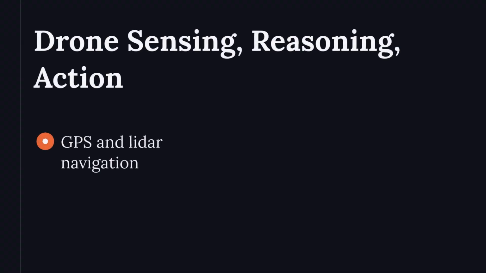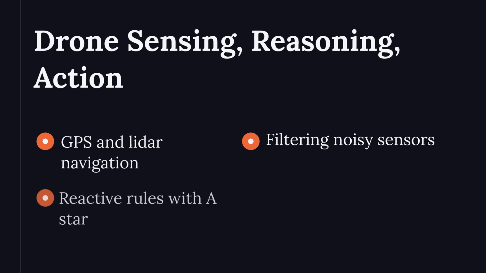In this drone example, perception uses global positioning system for location and LiDAR for obstacle detection, with filtering for noisy sensor data. Reasoning combines reactive rules for immediate avoidance with A star search for route optimization. The action module uses motors and a delivery arm, while communication coordinates fleet drones and notifies users.